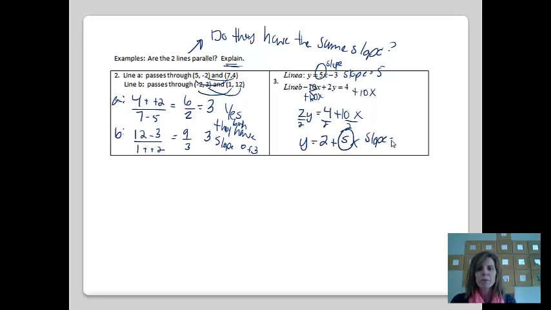So this one has a slope equal to 5, and if I look at this, I notice that the slopes are both 5, so once again, yes, they are parallel, and the reason is they both have a slope of 5. If one had 5 and one had -5, then no, they would not be parallel.